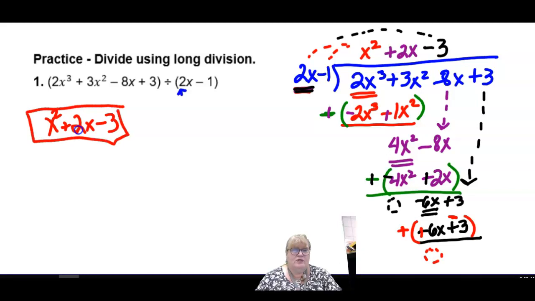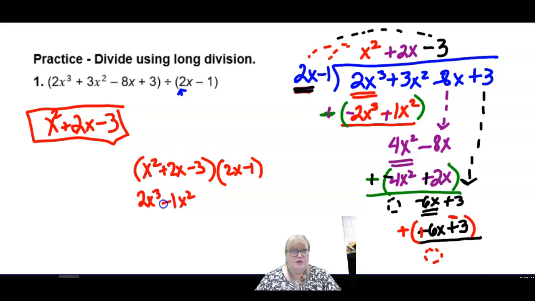All right, I'm going to do a check real fast just to show you. X squared plus 2x minus 3. If I were to multiply it by this divisor, 2x minus 1, so I'm going to distribute x squared times 2x is 2x cubed, x squared times negative 1. Then I'm going to distribute a 2x back here. I get a 4x squared minus 2x.